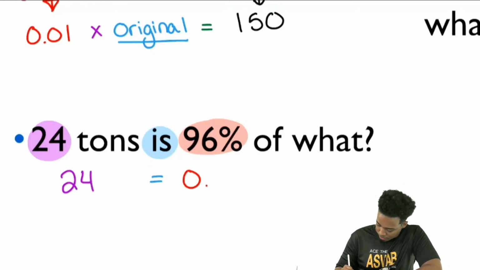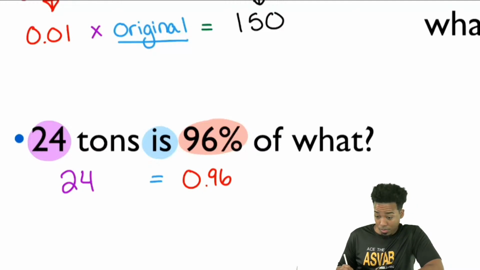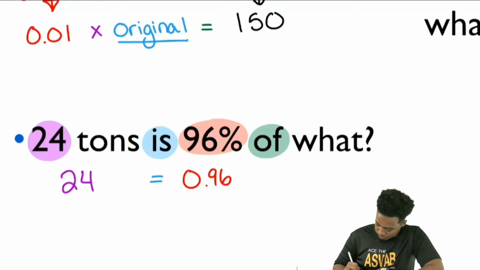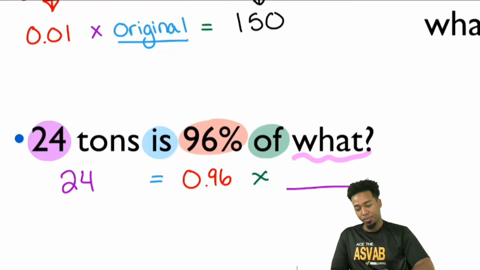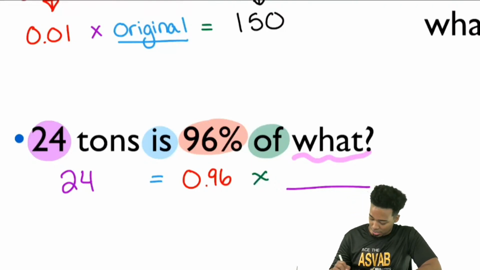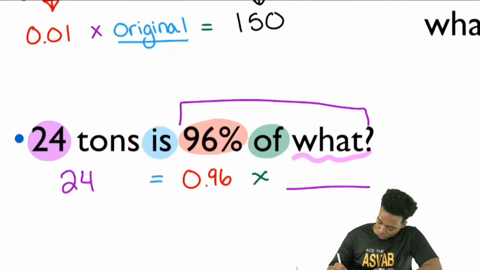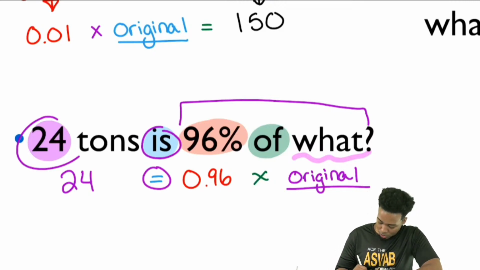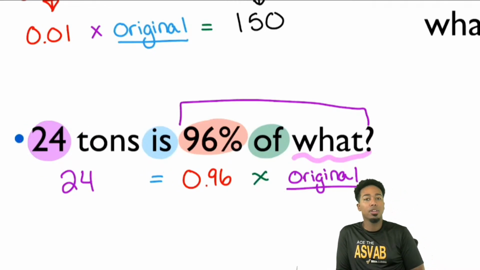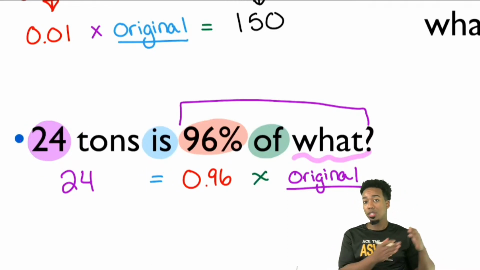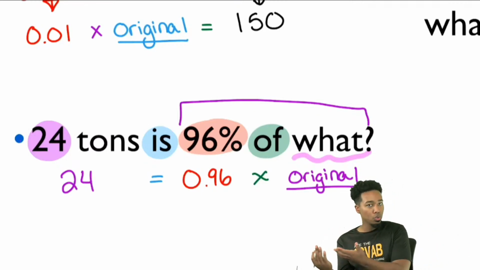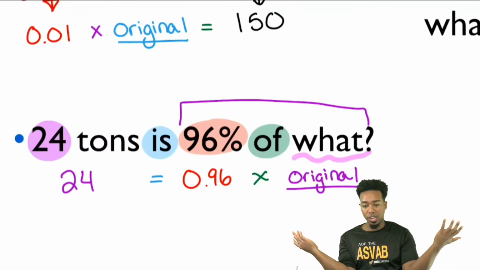Everyone, the word of means what? The word of means multiply, correct? And then lastly, the word what is going to be a placeholder. That'll be the original number because, again, it's the percent of the original equals the result. So yes, it's backwards, but is it true that 1 plus 1 equals 2 is the same as saying 2 equals 1 plus 1? You can just swap them over. It's the same thing, right?